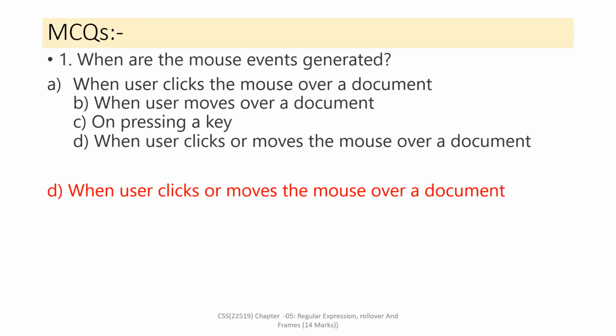Now we will see some MCQs on this chapter. When are mouse events generated? Options: when user clicks the mouse over a document, when a user moves over a document on pressing a key, when user clicks or moves the mouse over a document. So the answer is D, when user clicks or moves the mouse over a document.